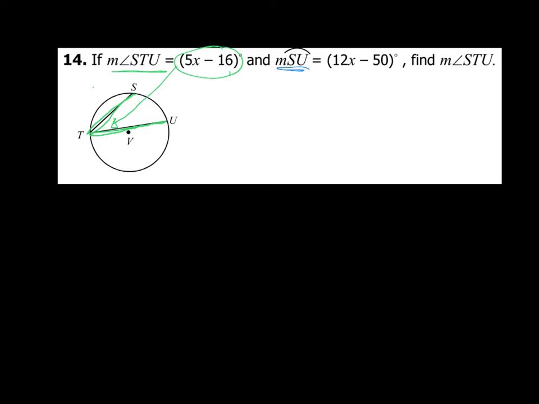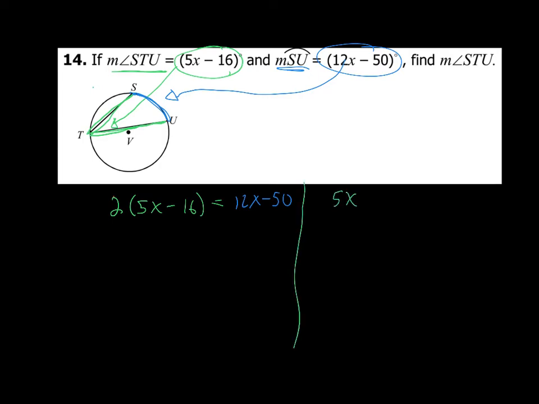And the measure of arc SU is 12x minus 50 degrees. This is the arc right here. That is the measure of that arc. And so what do I know? I know that 2 of the green version, 2 of the 5x minus 16, is equal to 1 arc. Or I could always say 5x minus 16 is equal to 1/2 of 12x minus 50. Both of these statements will get me to the right place.